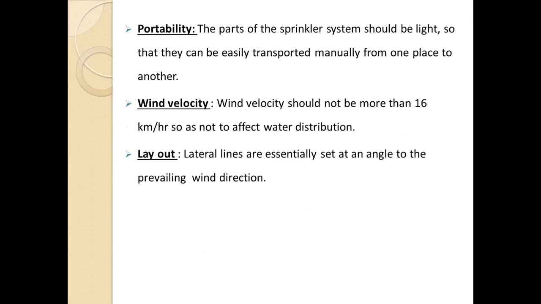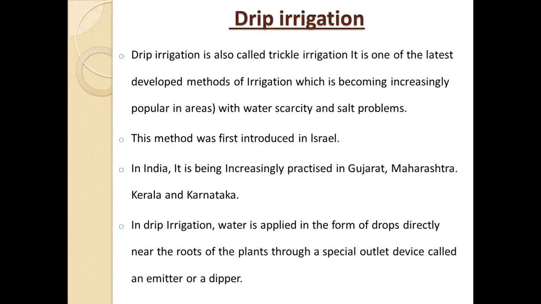Portability: the parts of the sprinkler system should be light so that they can be easily transported manually from one place to another. Wind velocity: wind velocity should not be more than 60 km per hour so as not to affect the water distribution. Talking about layout, lateral lines are essentially set at an angle to the prevailing wind direction.